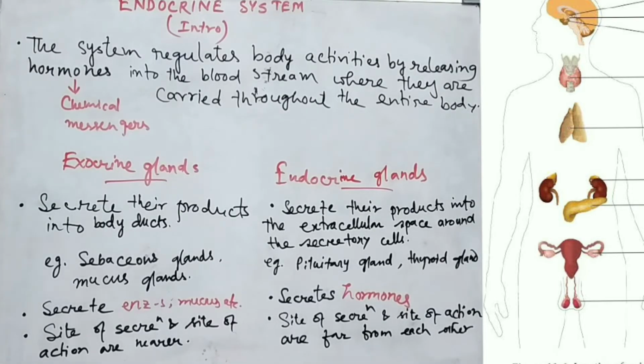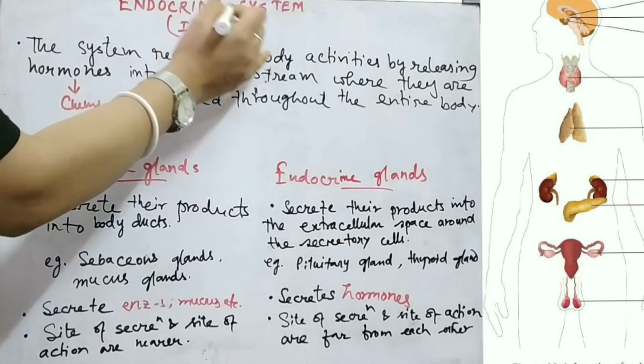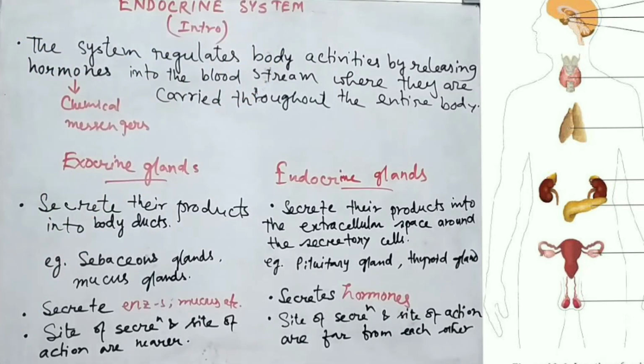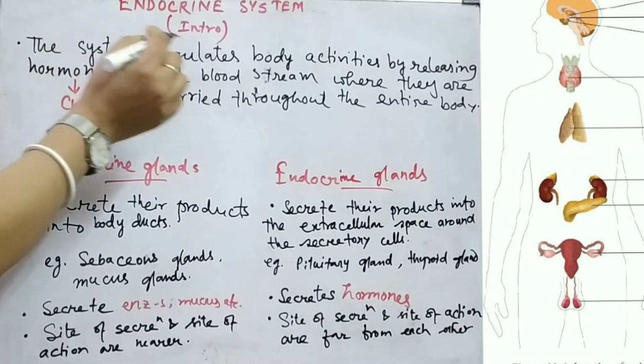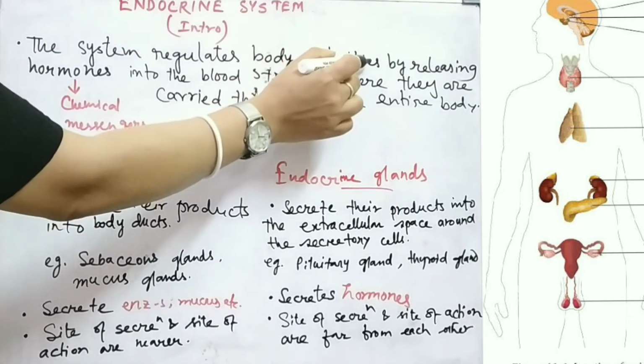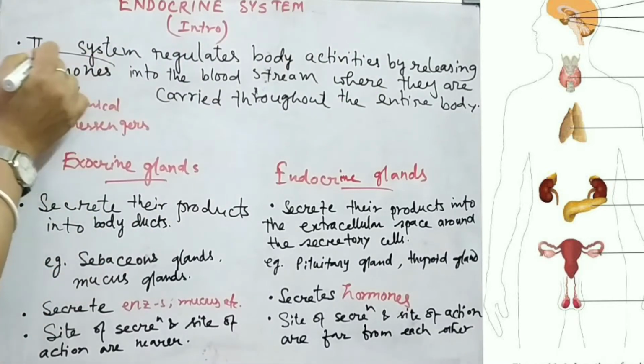Today I will discuss the endocrine system. In this video we see the introduction to the endocrine system, what the endocrine system is and the chemicals released from the glands involved in this system. Now, what is the endocrine system? It is the system which regulates the body activities by releasing hormones.